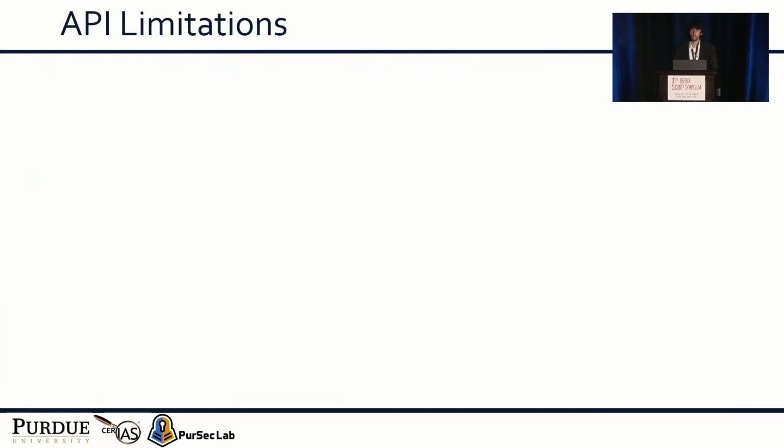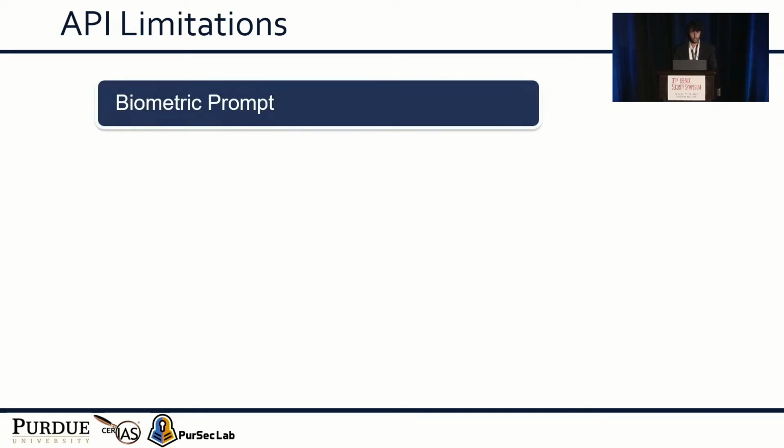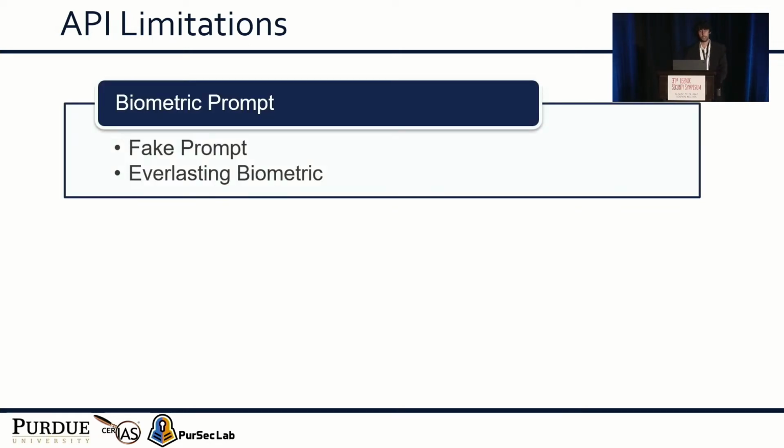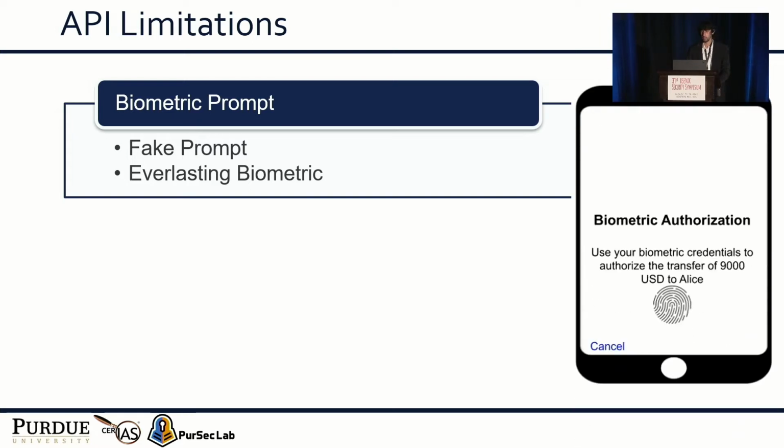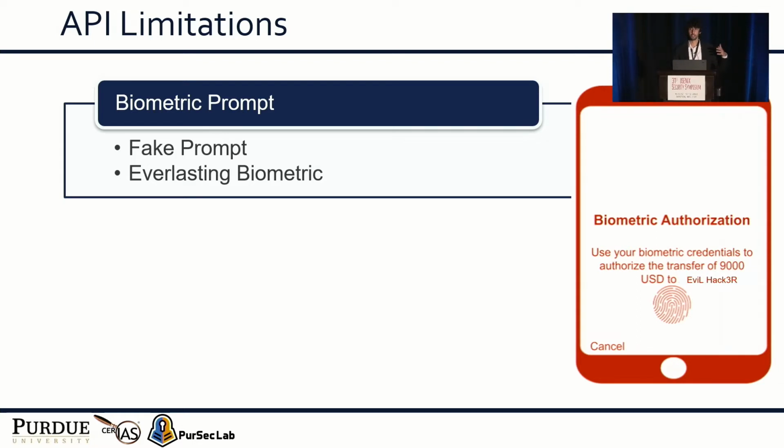We also looked into these APIs themselves and found that they had certain limitations that we needed to deal with. For example, the biometric prompt has the fake prompt issue: this is the prompt that is shown to the user, but since this is not controlled by the secure hardware, an attacker could potentially show that prompt to the user, but in the background, he would be signing something like this. And therefore, even though the user might think that he's sending something to Alice, he might end up sending it to himself or someone else. Or he could even change the amount if he wished so, and the user would not know the difference.